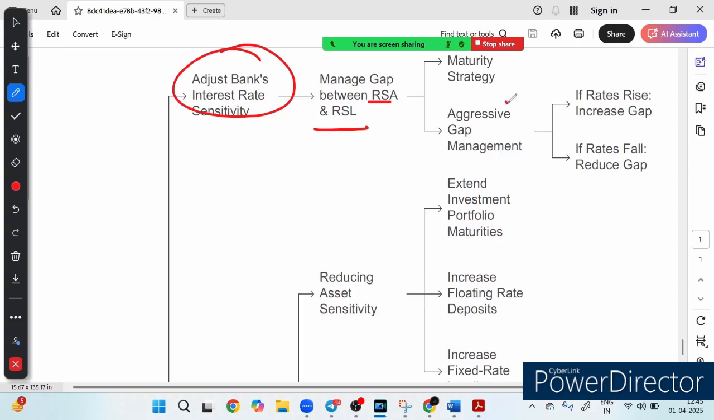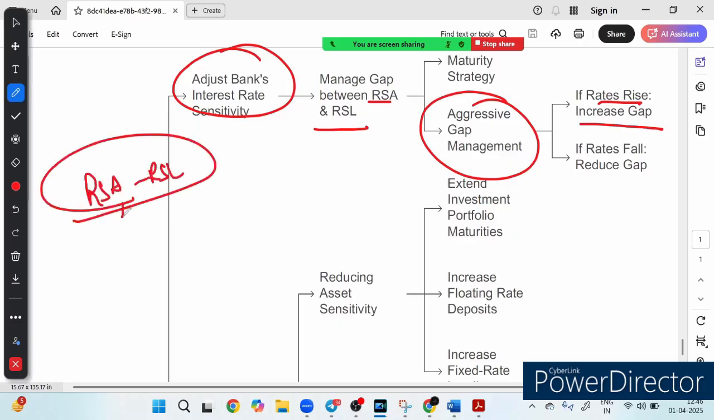If there is an aggressive gap management technique, suppose the rate rises, right? If the rate rises, then increase the gap by holding more rate sensitive assets. So if the rate is rising, what do you do? You increase the gap. How can you increase the gap? The gap is RSA minus RSL. How can you increase it? By increasing RSA, right? If you hold more rate sensitive assets, this gap will automatically increase. This is called aggressive gap management.